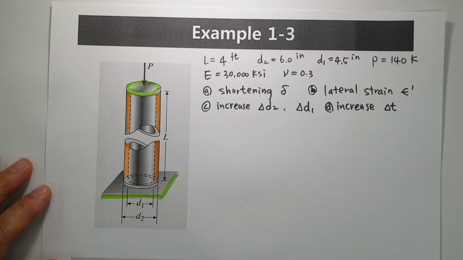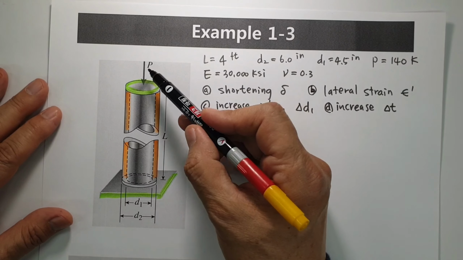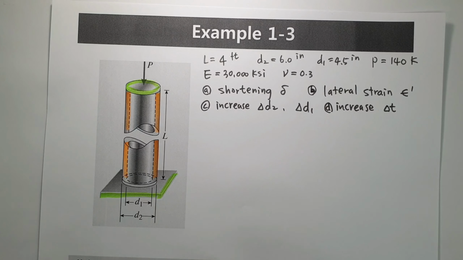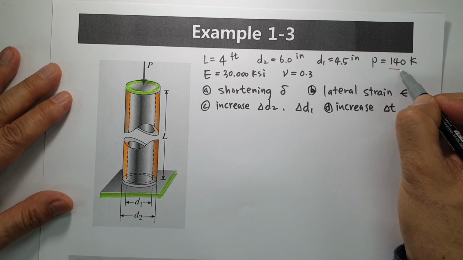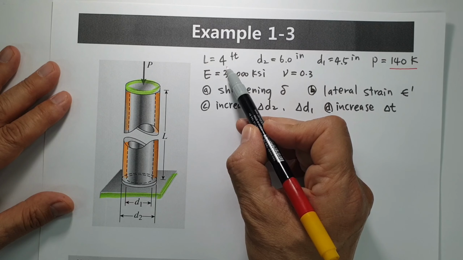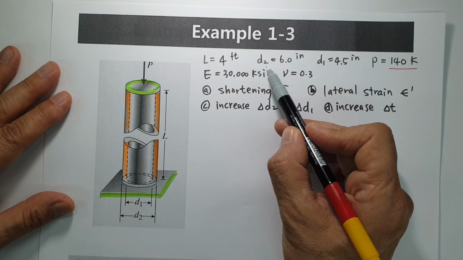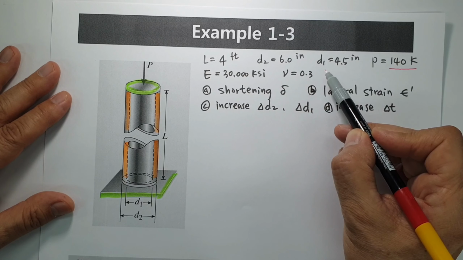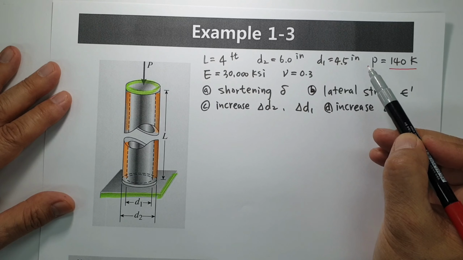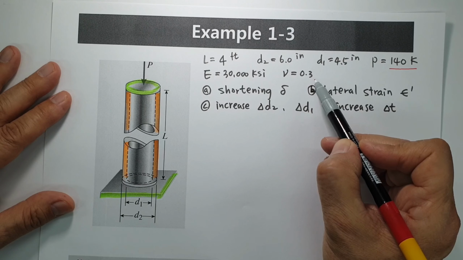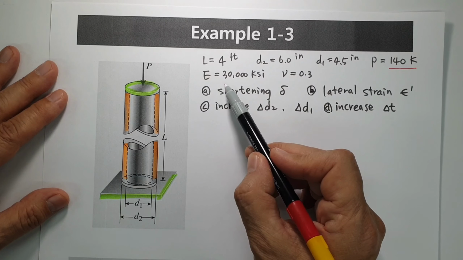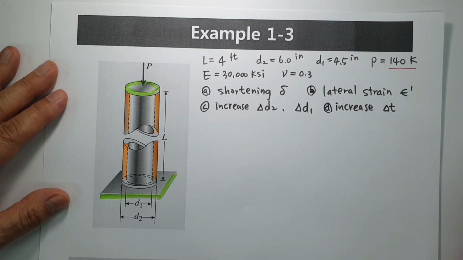Okay, we have some dimensions. External force P is given like this one, and external force P is 140 K, kilopound. And length is given, and outside diameter D2 is 6, and inside diameter D1 is 4.5 inch. Poisson's ratio is normally 0.3, and modulus of elasticity is 30,000 KSI.